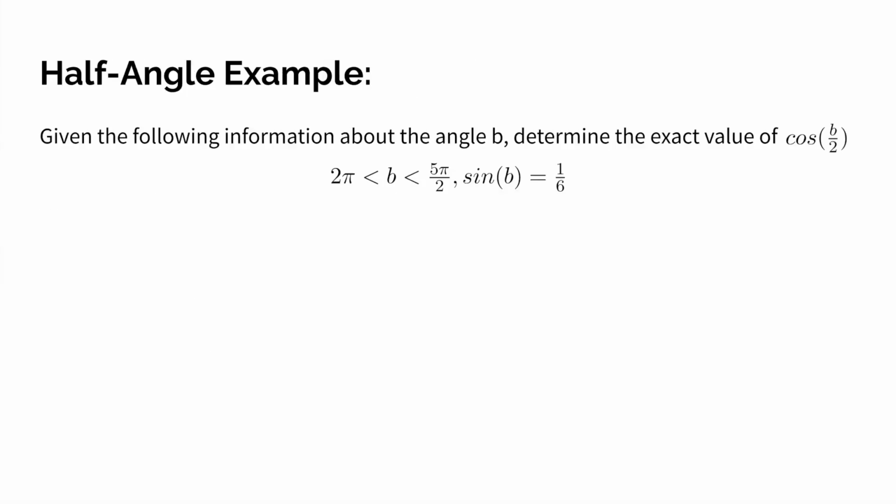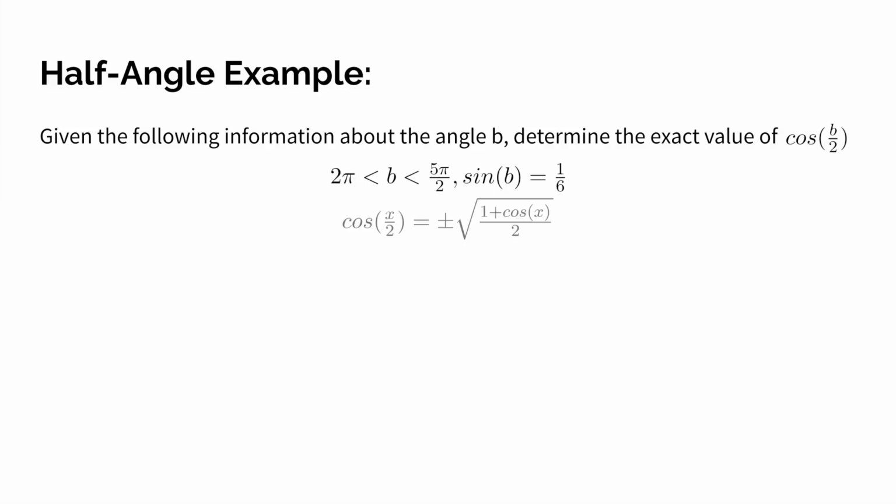For our last problem, we will look at a half angle example. Given the following information about the angle b, determine the exact value of cosine b over 2. It's given to us that b is between 2 pi and 5 pi halves, and that sine of b is equal to 1/6. We are asked for the cosine of the half angle of b, so we'll use our half angle equation.